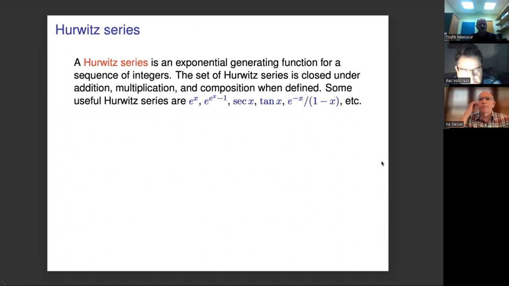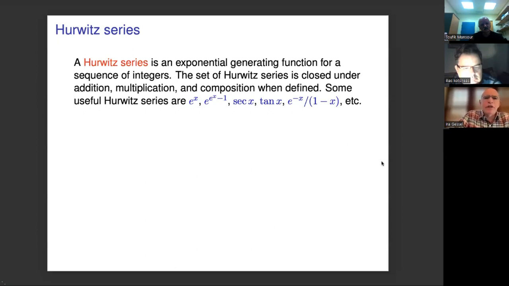I'm now going to move on to a totally different topic, Hurwitz series, which are exponential generating functions for sequences of integers. So most of you probably know that the set of Hurwitz series is closed under addition, multiplication, and composition when defined, and division. Division when you divide by something with constant term 1.